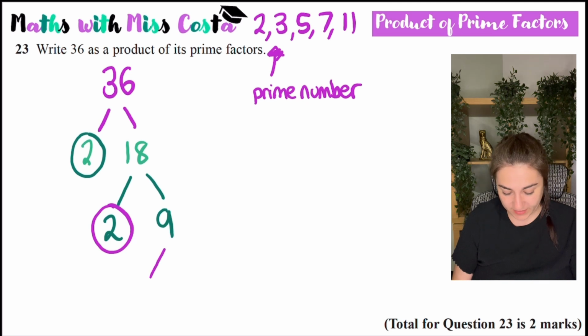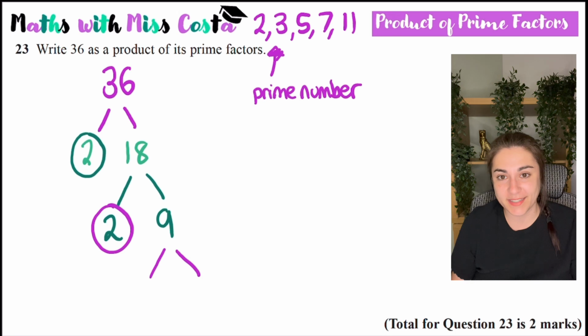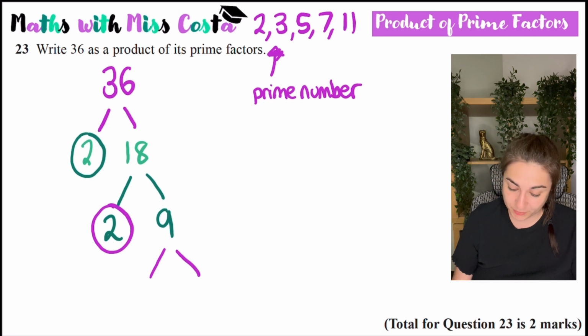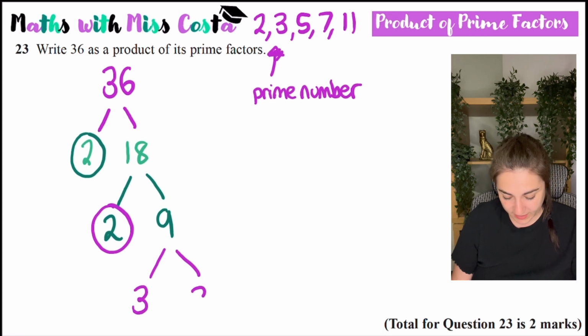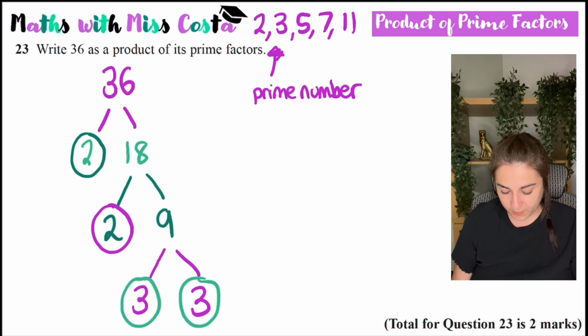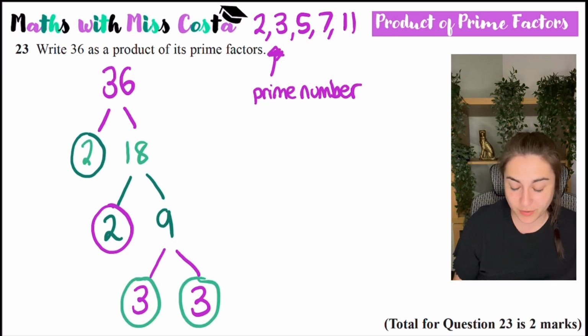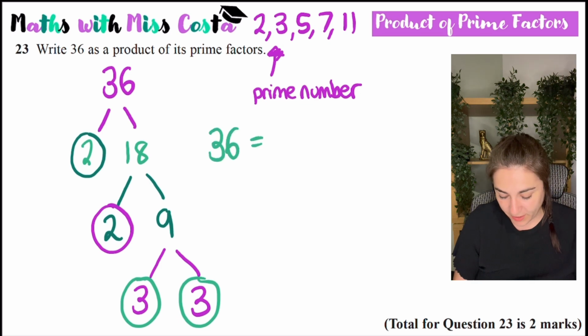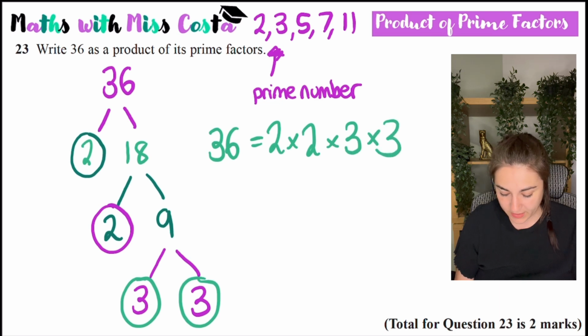So, okay, so I've got to 2 times 9. 9, I need to think of 2 numbers. 2 doesn't divide exactly into 9, so I'm going to try the next prime number, which would be 3. And I know that 3 times by 3 makes 9, and both of these are prime numbers. So now I have finished my prime factor tree. So I could write 36 as 2 times by 2 times by 3 times by 3.